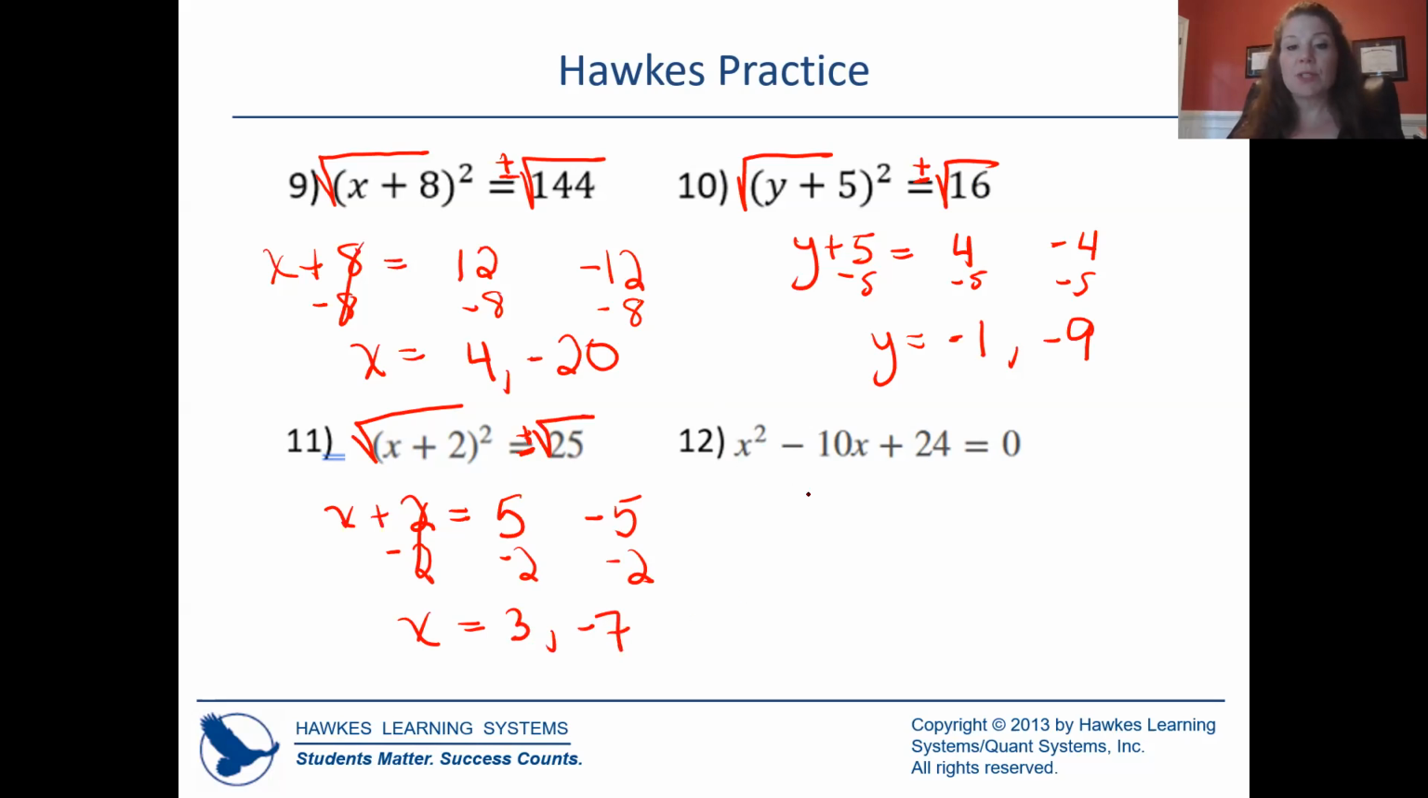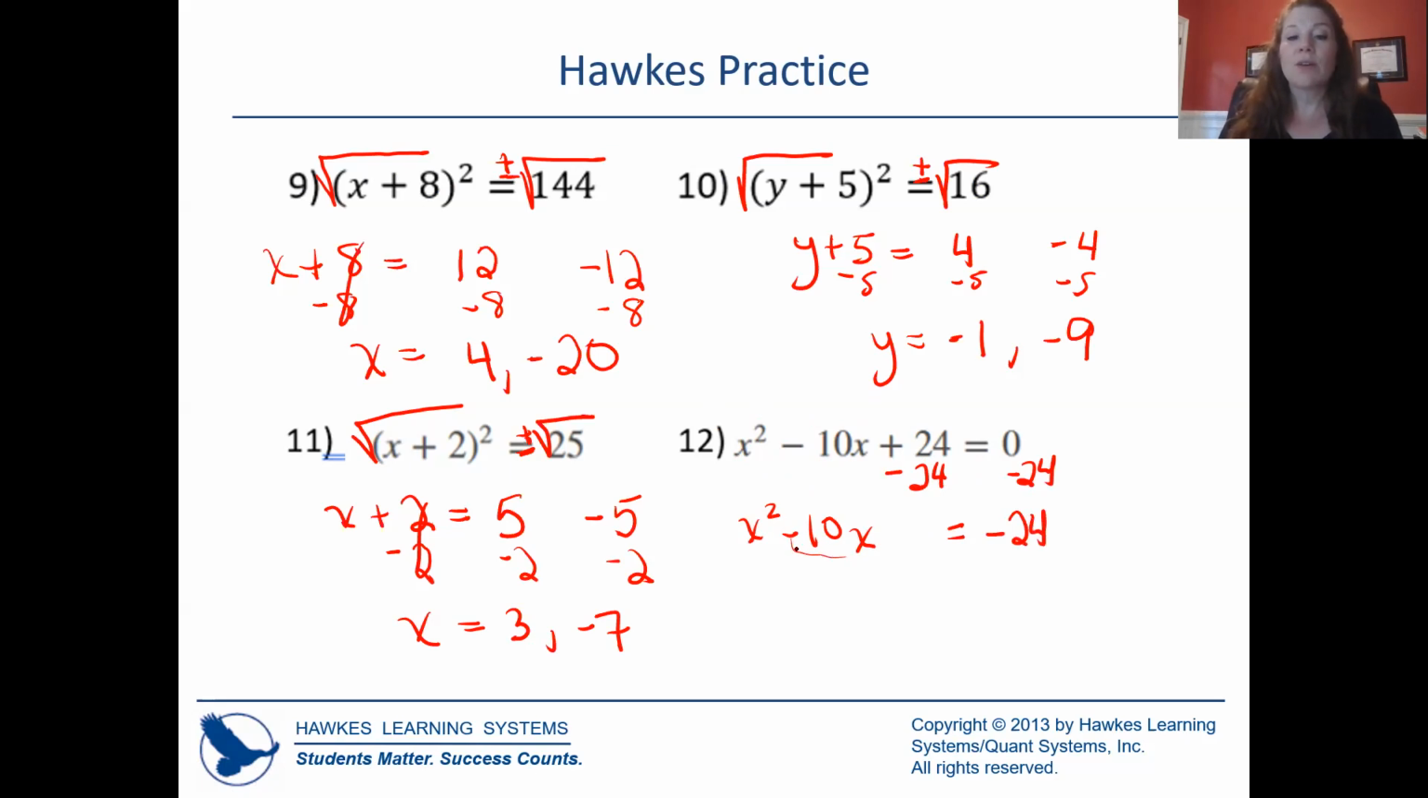So now we have to do a little moving because this is not in the form that we wanted. So the first thing we're going to do is subtract 24 from both sides. So we're going to put this here, put it over there. So now we have x squared minus 10x. We're going to leave a little space, and then we're going to put is equal to negative 24.